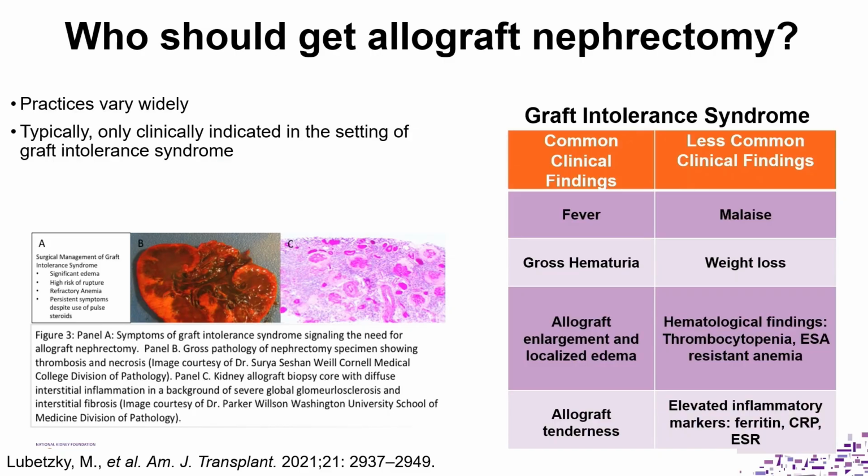So who gets an allograft nephrectomy? I mentioned graft intolerance syndrome. This is a common clinical finding where patients, as we reduce their immunosuppression, might develop fever, hematuria, the allograft can become enlarged, edematous. We also may see more subclinical, not as gross manifestations, in the sense that they might have ESA-resistant anemia, they might have thrombocytopenia, elevated inflammatory markers. Typically, we start to see it as patients reduce their immunosuppression.